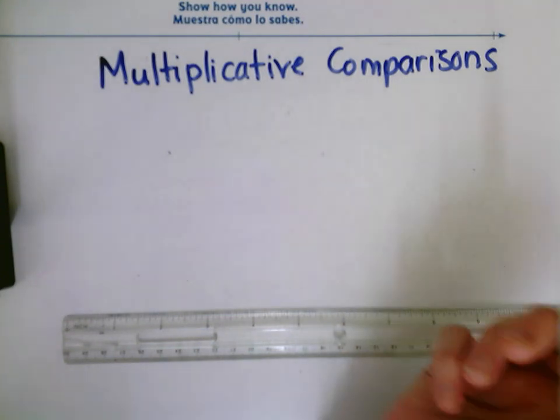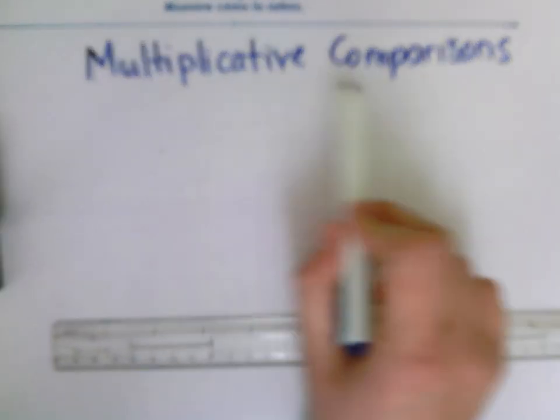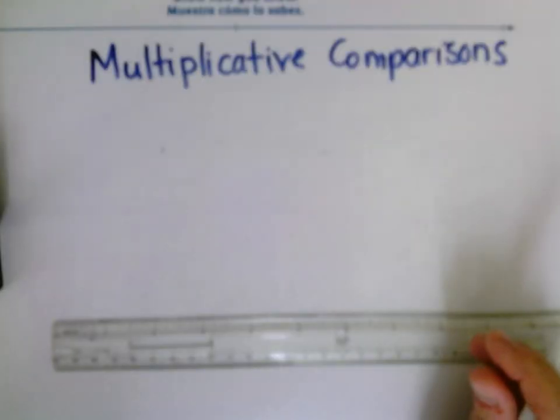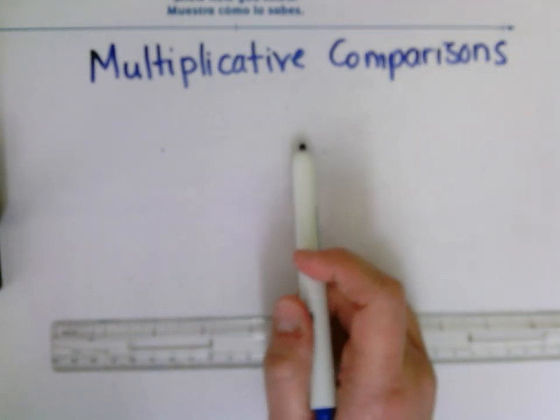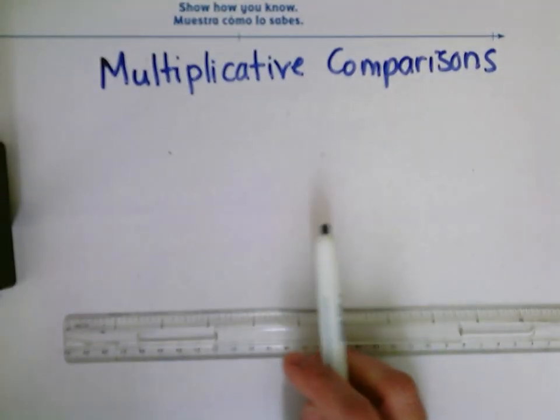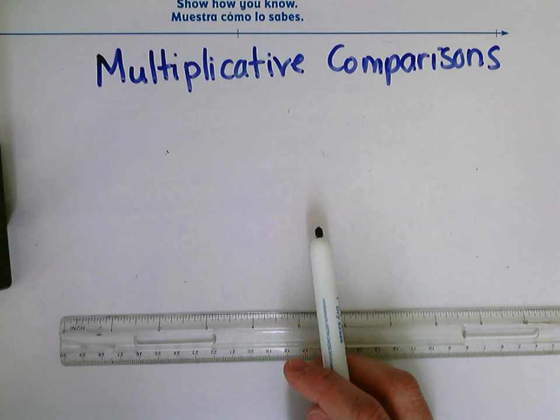Okay, today's lesson is multiplicative comparisons. Those are some pretty big words, but it really means comparing numbers using multiplication. We're going to compare numbers using multiplication.